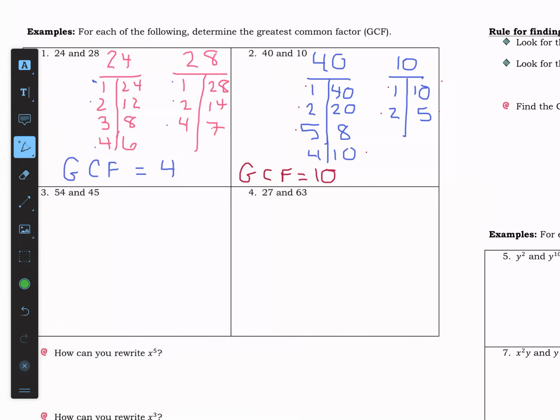All right, good. Okay, so let's do the next one. All right, so 54 and 45. So we start off the same way. Going to list our factors. So we've got 1 and 54, 2 and 27, 3 and 18, 6 and 9. Okay, so those are our factors of 54. And our factors of 45 are 1 and 45, 3 and 15, 5 and 9.